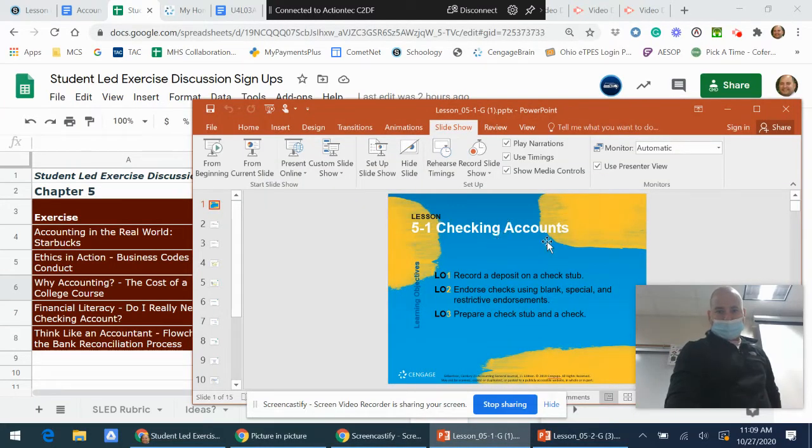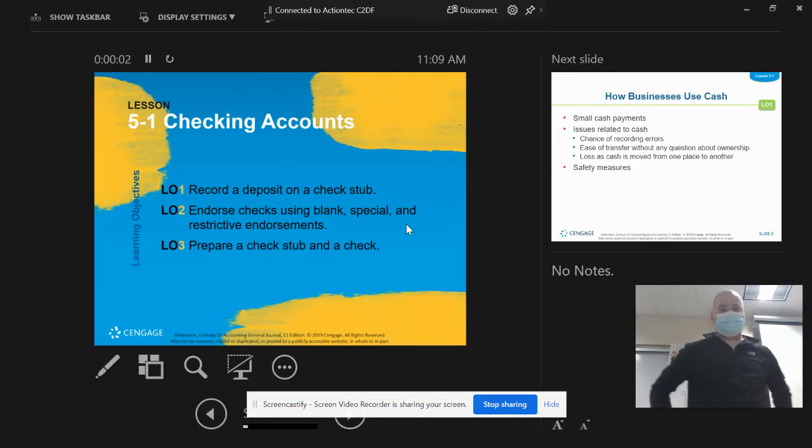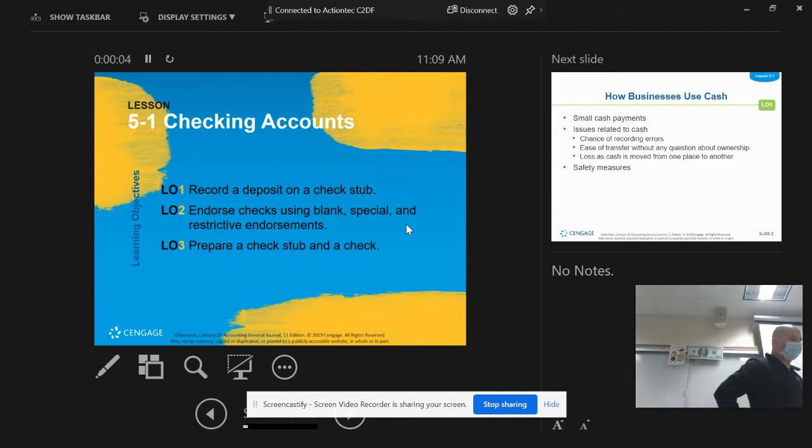All right, we're going to look at 5.1 PowerPoint here. And we are starting the 5th chapter, which is called Cash Control or Cash Control Activities. So obviously everything that we're going to talk about in this unit has to do with cash. And usually when we talk about checking accounts and cash, they kind of go hand in hand. Okay, so let's go ahead and get started here.